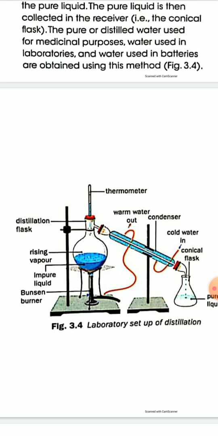An example of distillation: the pure or distilled water. We can get the pure or distilled water by the process of distillation.